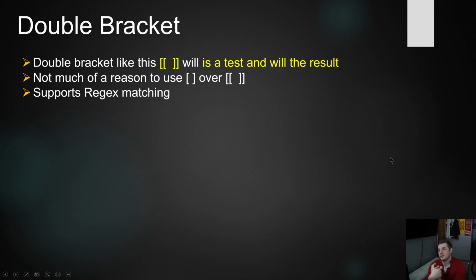Double bracket, this is a test and return the result. This also supports a regular expression as well. So in that last example where we had 1 equals 2, it's going to return false.